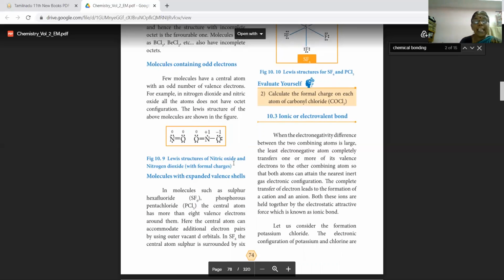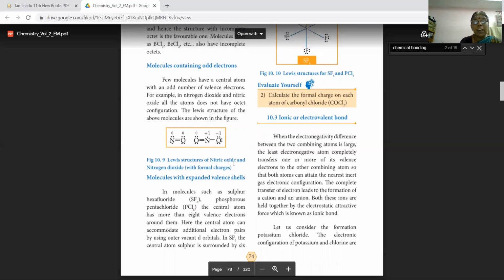Next, molecules with expanded valence shells. In a molecule such as sulfur hexafluoride, SF6, or phosphorus pentachloride, PCl5, the central atom has more than 8 valence electrons.